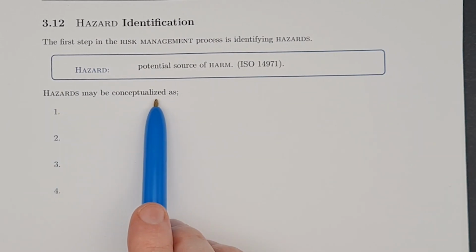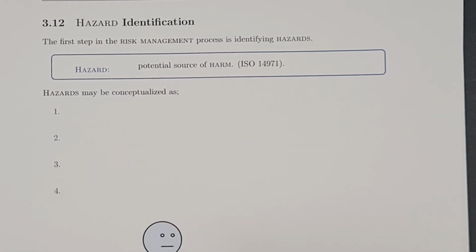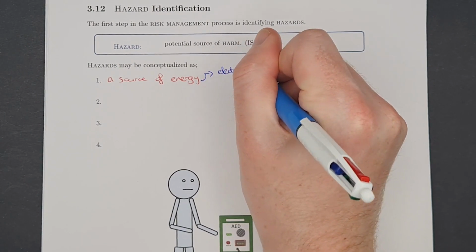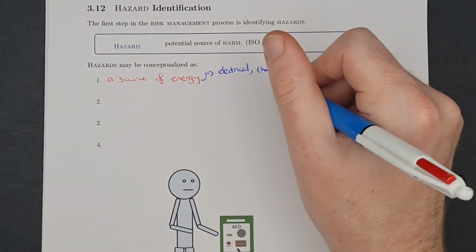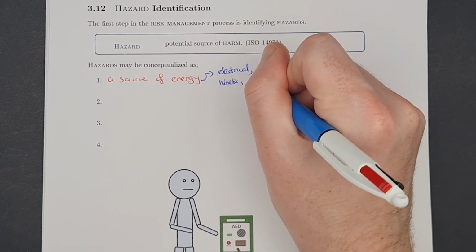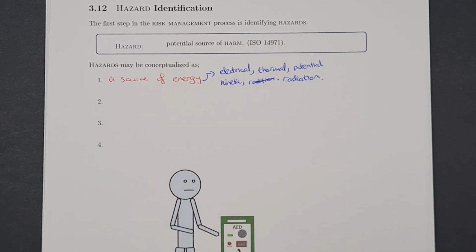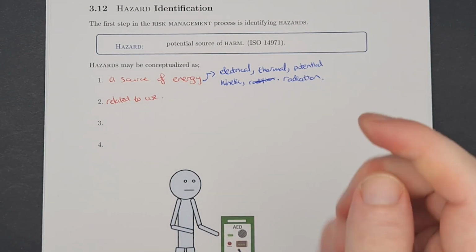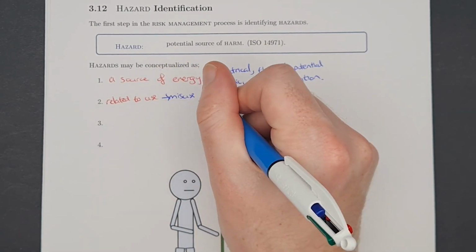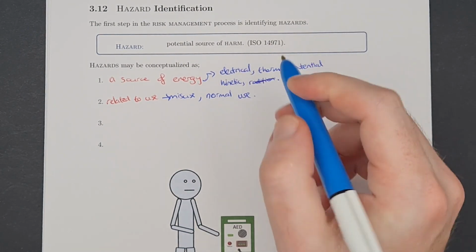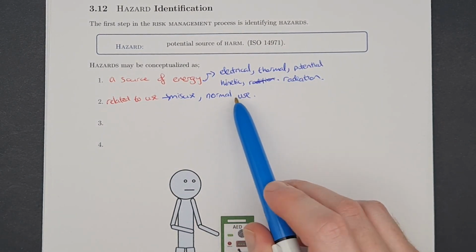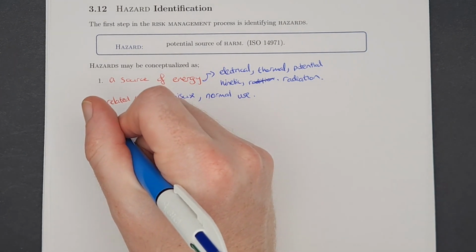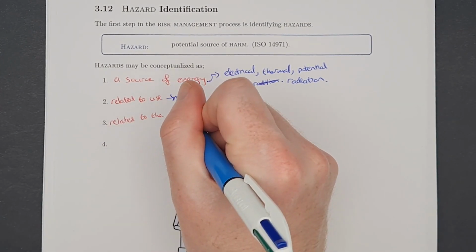The best way I believe to conceptualize hazards is as one of four possible things. The first one is a source of energy. That can be things like electrical energy, thermal energy, potential energy, kinetic energy, or radiation, things like ionizing radiation. Another hazard is something related to use. That's going to be things like misuse, or you can have hazards related to normal use. Maybe in the normal use of your medical device, there is a risk of the patient experiencing pain just during its normal use.